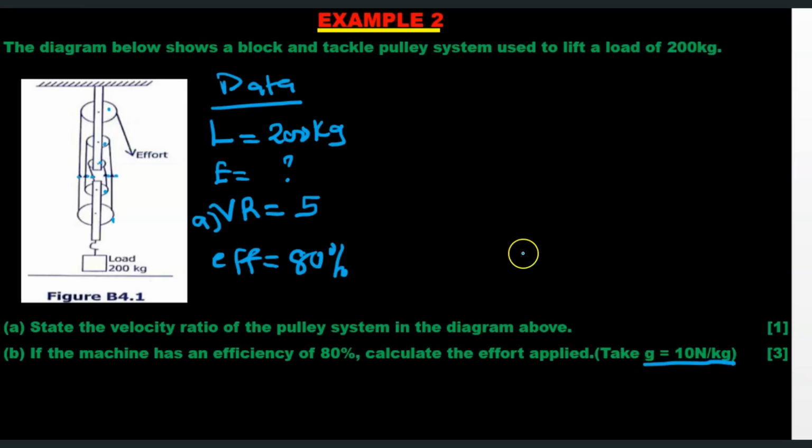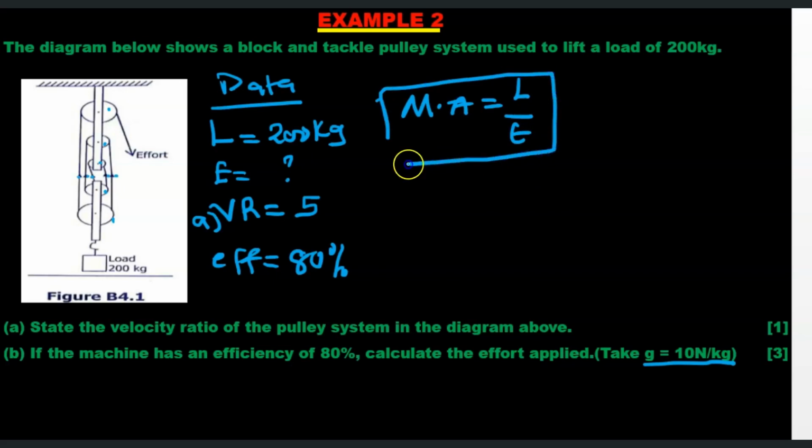Okay. So now what are we going to do for us to calculate the effort? We need to look at the formula that connects effort. So what is the formula? The formula that we have is mechanical advantage is equal to load over effort. This is the formula that has effort in it. And therefore, for us to calculate effort, what do we need? We need mechanical advantage and we need load. Do we have mechanical advantage? We don't have it.